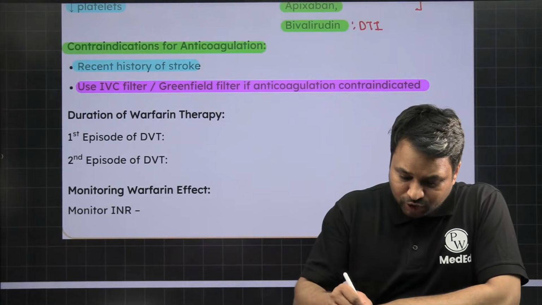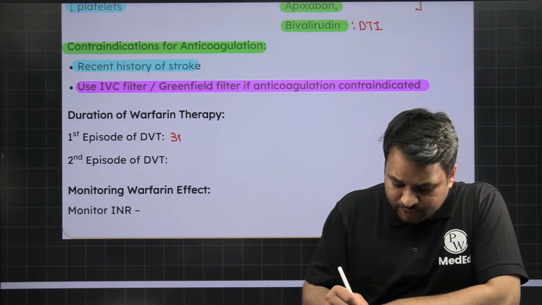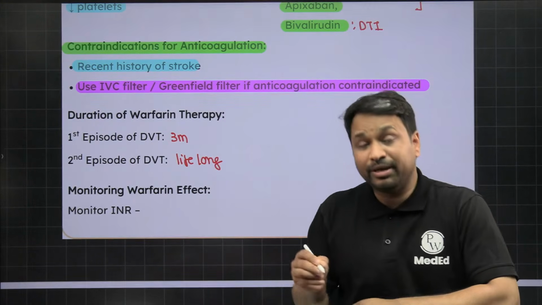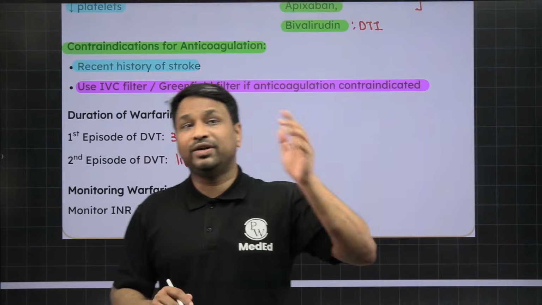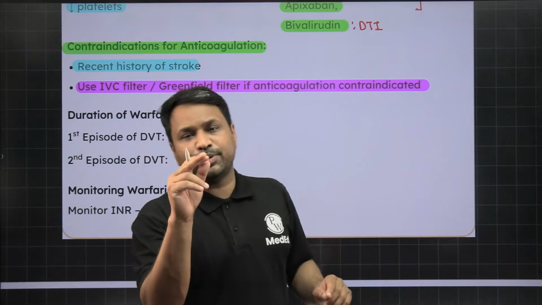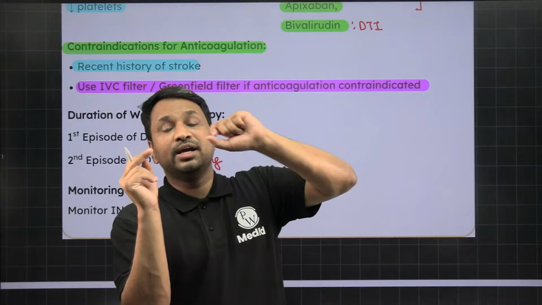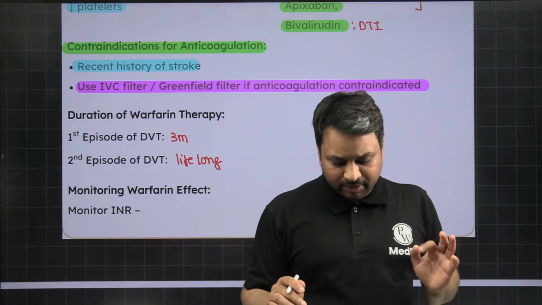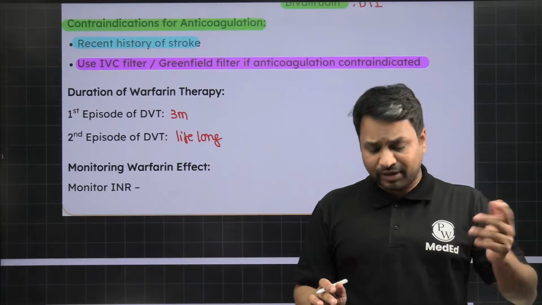What is the duration of the warfarin? If there's a first episode, it is 3 months. If it's a second episode, it is going to be lifelong, because of the probability of developing the third episode of DVT. See, if a patient has first episode, the probability of second episode is 30%. If there's second episode, the probability of third episode is 90%. You cannot take risk, start your warfarin for lifelong.